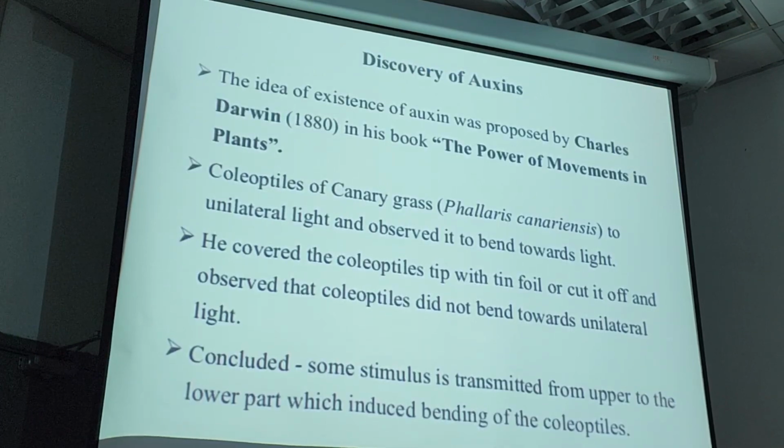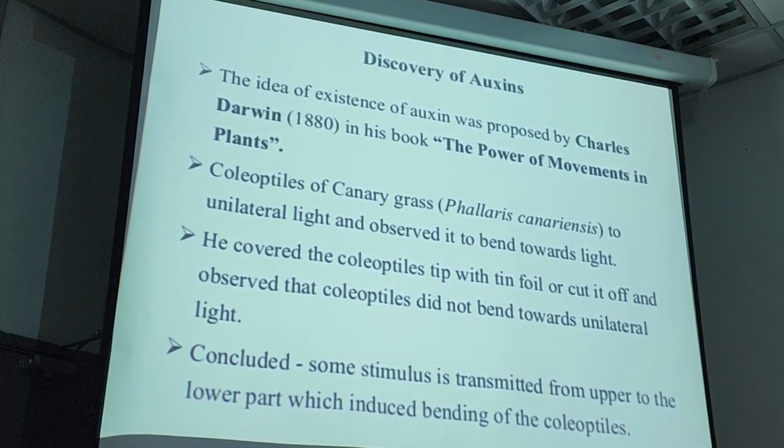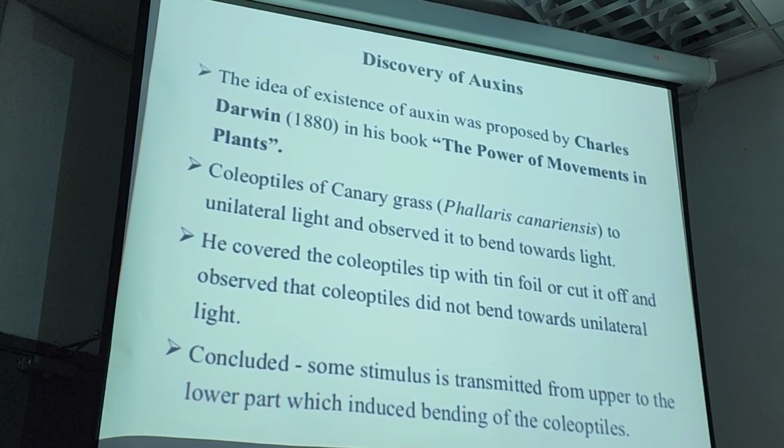So let's talk about the first group of hormones, that is auxin. It was first not discovered actually, but proposed by Charles Darwin.